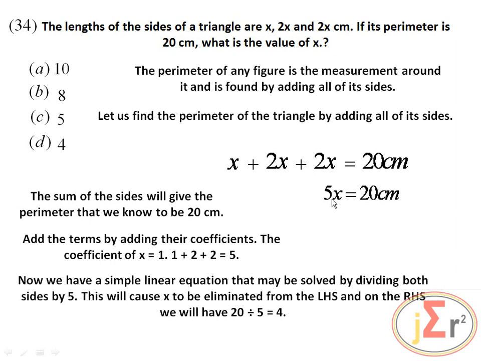We need to eliminate this 5 by transposing to the right hand side. We have 5 multiplied by x here. When we transpose, we will have 20 divided by 5, because we need to do the opposite of the operation on the opposite side. X is equal to 4. The correct answer is option B.